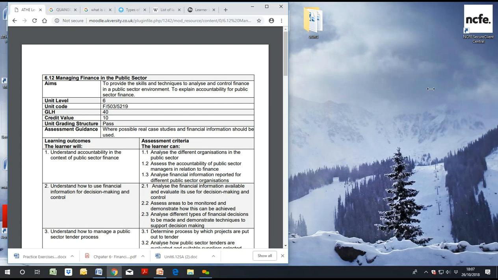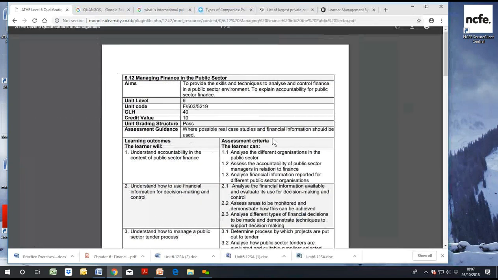Today's lecture is on Unit 6.12, Managing Finance in the Public Sector. Yes, it's managing finance, but I want to assure you that this is not ACCA or accountancy, so there is no need to be afraid at all. The aim is just to provide skills and techniques to enable you to analyze and control finance in the public sector, and to be able to explain accountability for public sector finance.